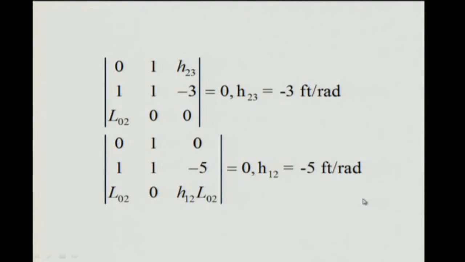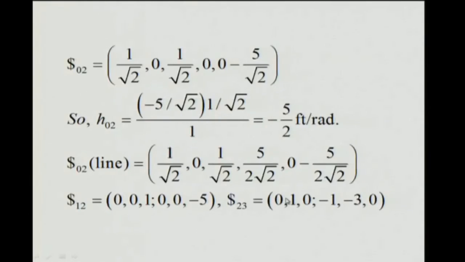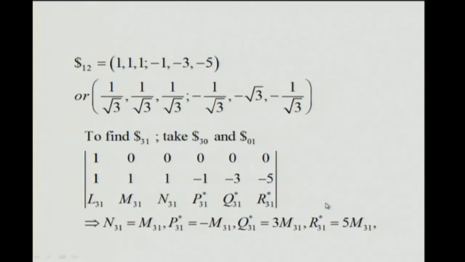Take them one by one and solve them, and you can find all the pitch values. Plug everything back, you can find the screw $02 is this, H02 is this, you can find the line equation, and similarly you can find 12, 23, all of them. Just plug back, work systematically at it and you get all the values. So $12 is 1, 1, 1, minus 1, 3. Normalize it.